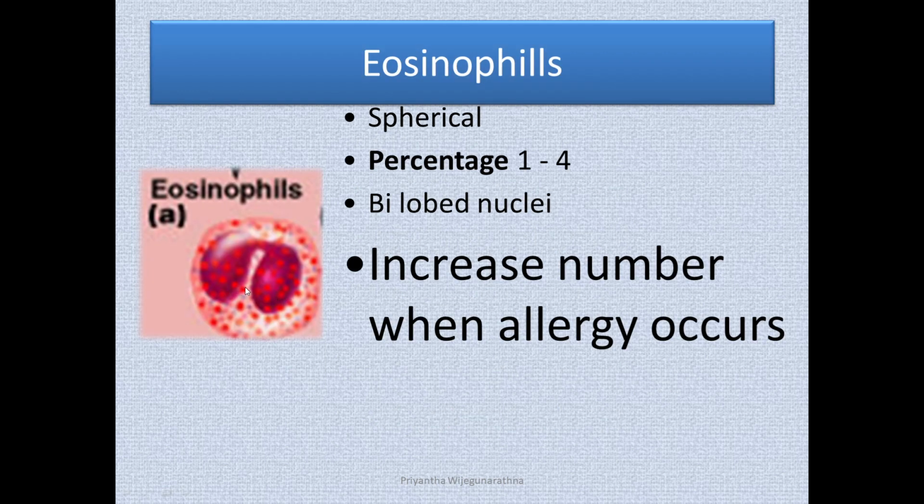Eosinophil is also a kind of spherical white blood cell, a granulocyte. The percentage is comparatively less, 1 to 4% of white blood cells. The nucleus contains only two lobes, bilobed nuclei. When a person has an allergy condition in the body, the eosinophil concentration, or the number of eosinophils, increases.